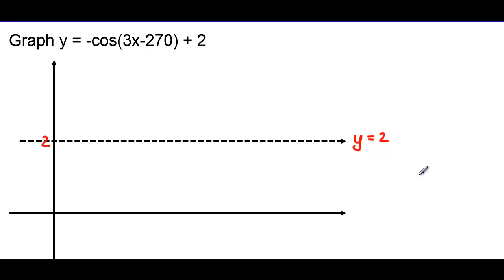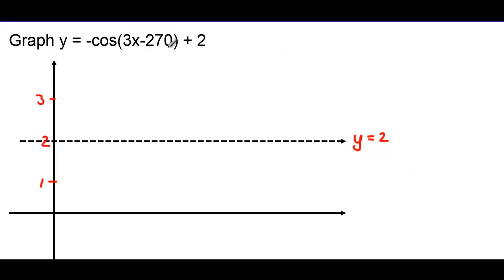Next, figure out the max and the min. We get that from the a value because it's the amplitude. There's a negative there, which means we're going to have a reflection, but the a value itself is 1. So the maximum is going to be 1 unit higher, and the minimum is going to be 1 unit lower than the horizontal axis. Okay, what about our period?